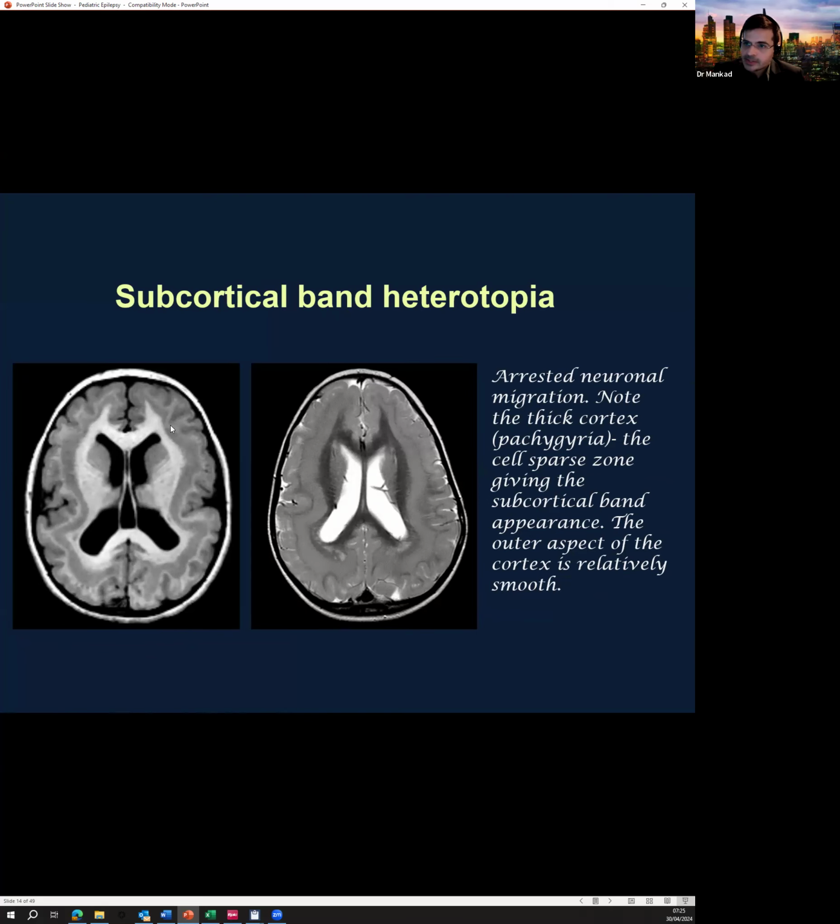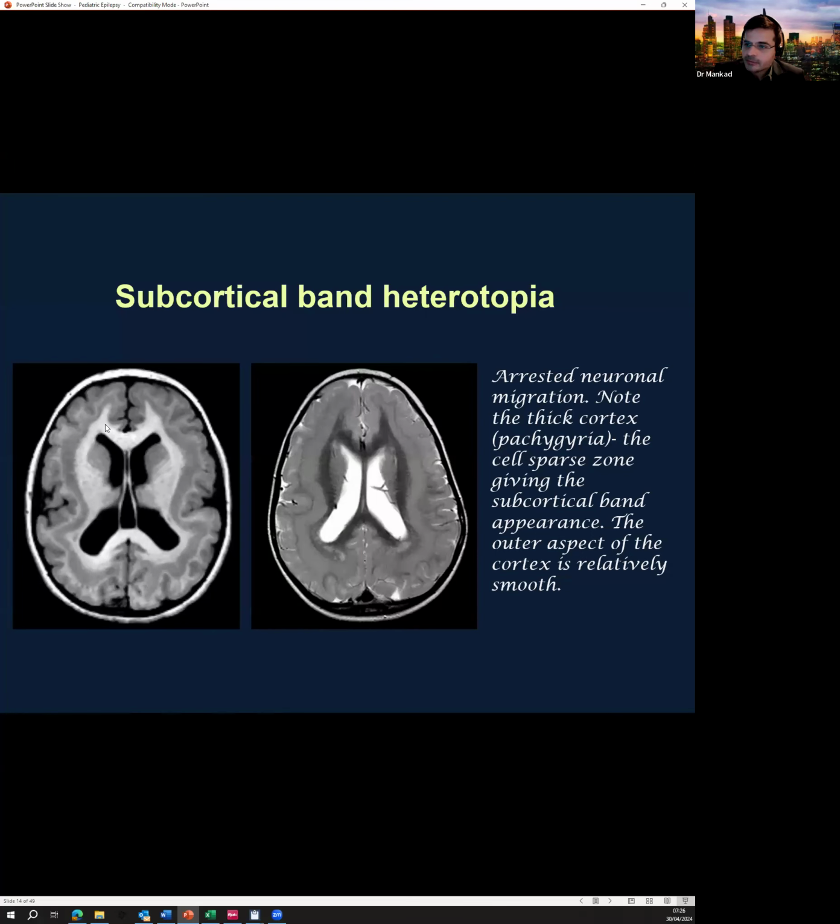Now, this is more elegant, the subcortical band heterotopia. Once again, you have a very thick cortex here. The cortex starts here and ends all the way there. And these are neurons which were marching like an army to form the cortex from the lining of the ventricles, but they were arrested for whatever reason, mostly a genetic reason in this case. It could be an acquired reason as well, but this is too uniform, too smooth, and too symmetrical to say acquired. So this is your T1 weighted sequence.